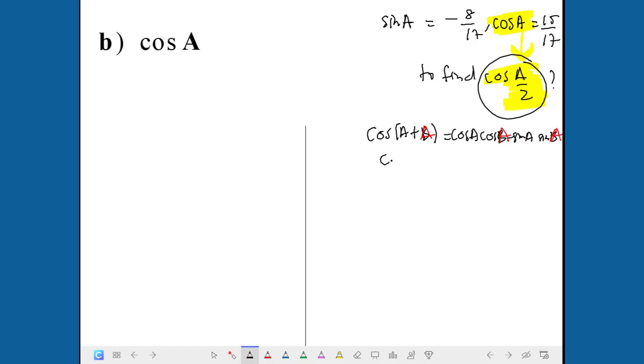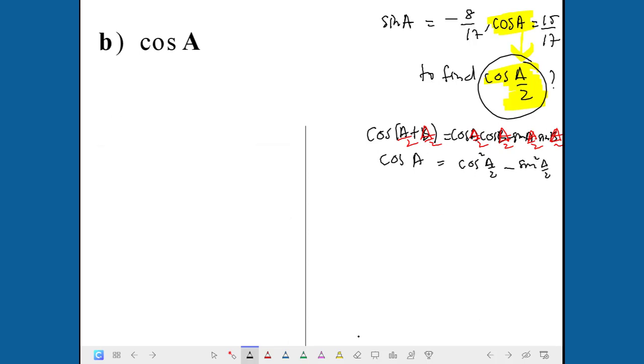Now change to cos. This one is A over 2. Change to A over 2, A over 2. Now the angle is A over 2 plus A over 2, which is cos A. Cos A over 2 times cos A over 2: cos A over 2 squared minus sin A over 2 squared.